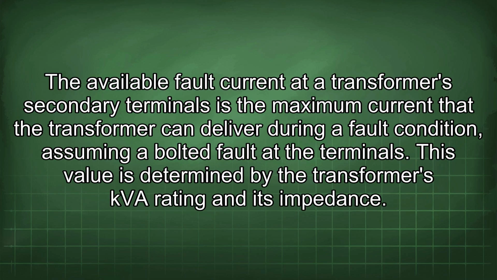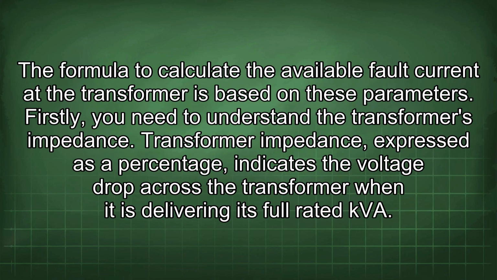The available fault current at a transformer's secondary terminals is the maximum current that the transformer can deliver during a fault condition, assuming a bolted fault at the terminals. This value is determined by the transformer's kVA rating and its impedance. The formula to calculate the available fault current at the transformer is based on these parameters.